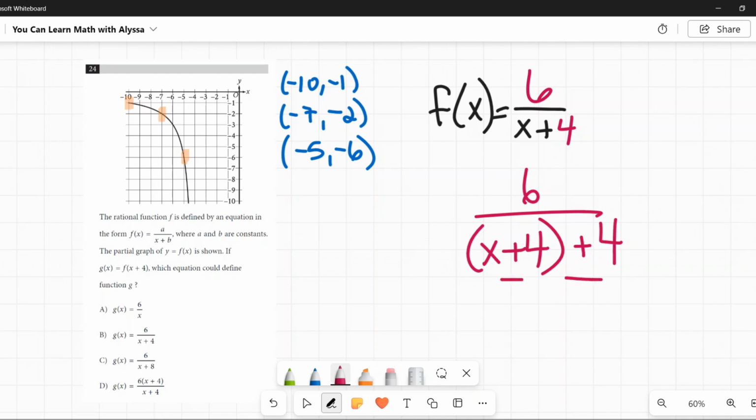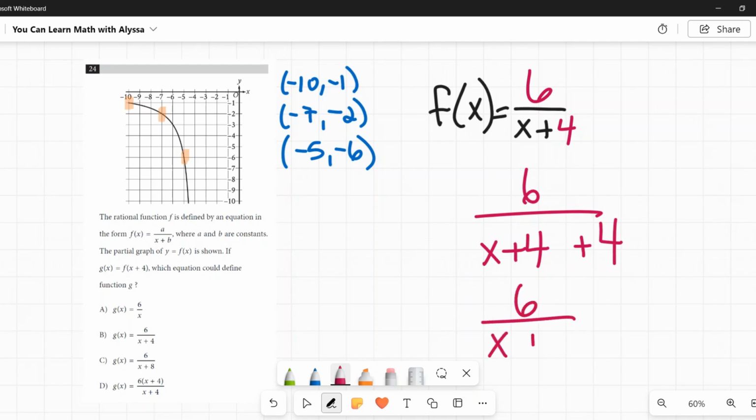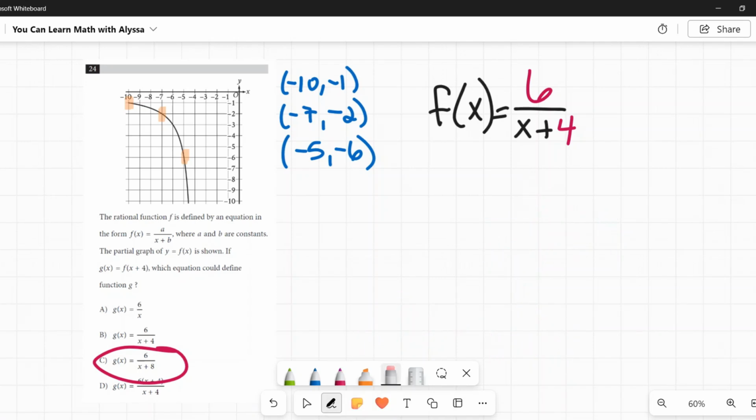Now, because these are all just being added, I can remove those parentheses. X plus 4 plus 4, I can combine those, and now it is x plus 8. 6 over x plus 8, that is what g of x is, and that is c. I know that's a long road. It's probably the longest problem in here.